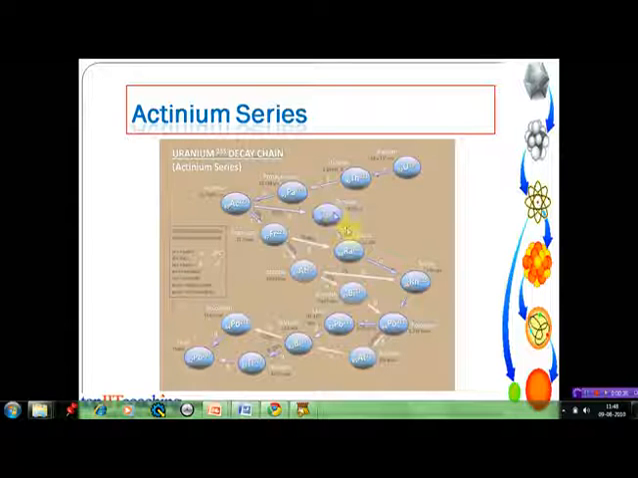It then emits an alpha particle forming radium-223, which then again forms radon-219 by emitting an alpha particle. It again releases an alpha particle forming polonium-215, which releases an alpha particle forming lead-211. It emits a beta particle forming bismuth-211, which then emits an alpha particle forming thallium-207, which then gets converted into the final product, that is lead-207, by emitting a beta particle.